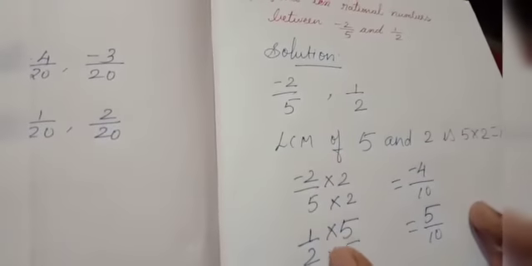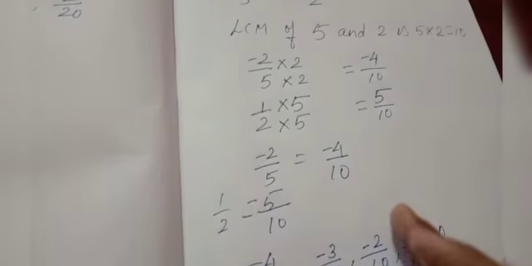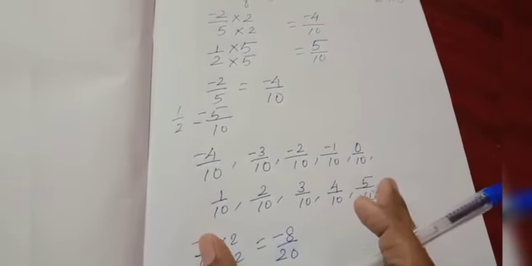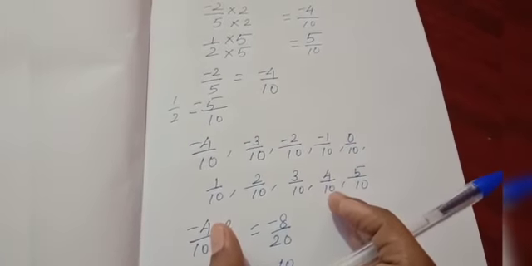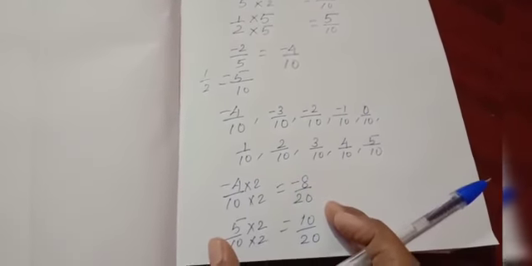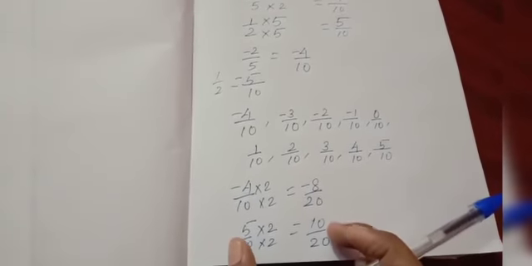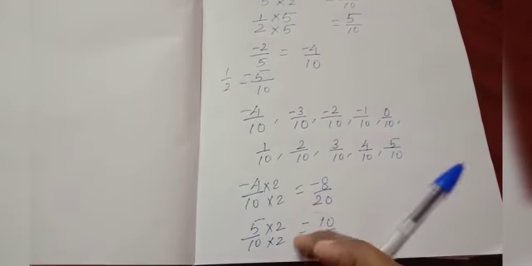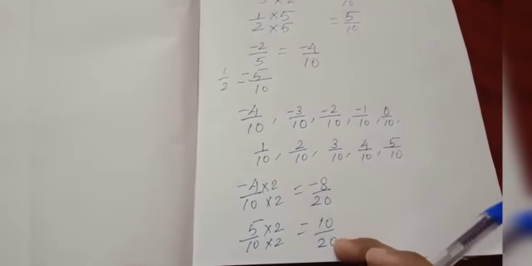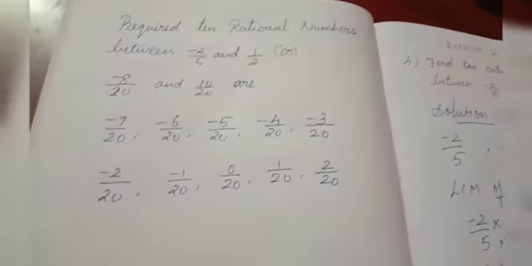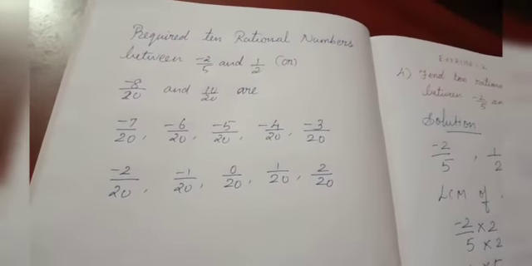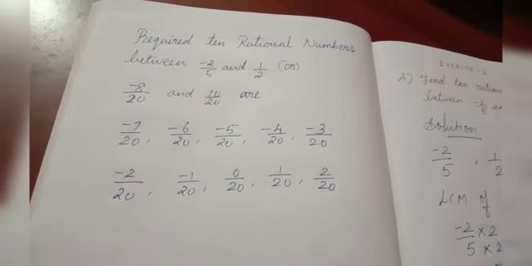So first I converted into same denominator. Then after converting into same denominator, I have written the rational numbers, but I got only 8. But I need 10 rational numbers. So again I have found equivalent rational numbers. So I multiplied both the rational numbers by the same number. Then I got minus 8 by 20 and 10 by 20. So in between these two rational numbers, I have written enough rational numbers. These are the required rational numbers between minus 8 by 20 and 10 by 20.